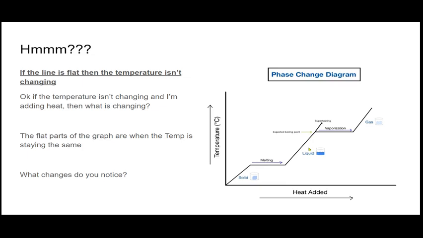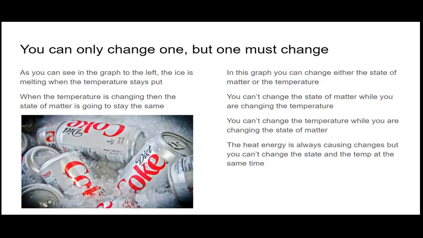Right now, we've got liquid, and it's going to stay liquid until we reach a certain point. So no changes in temperature right down here. But while we have no changes in temperature, we have a change in phase. Right here, we have a change in temperature, but we don't have a change in the state of matter. The heat energy is always changing, but we can't change the state of matter, like this ice, and the temperature at the same time. I hope this helps.